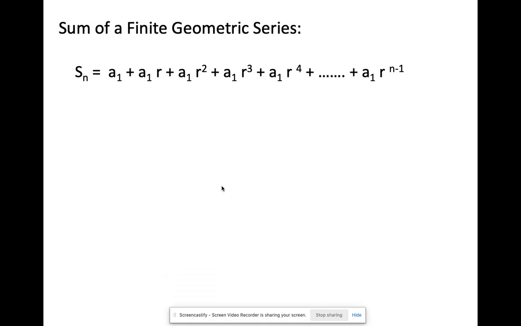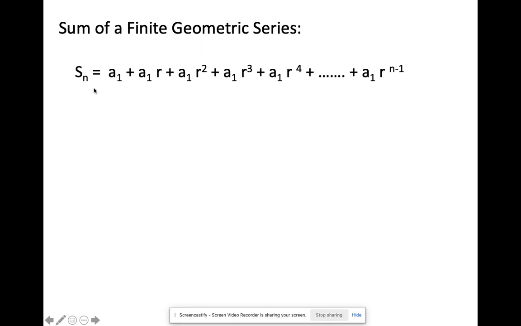Now let's try to apply this in word problems. Let's go to the sum first. So this is just simply the derivation. The formula doesn't simply come from nowhere.